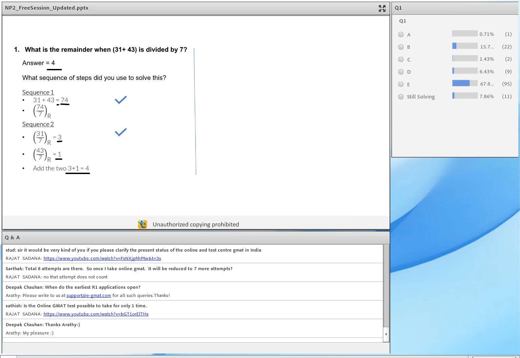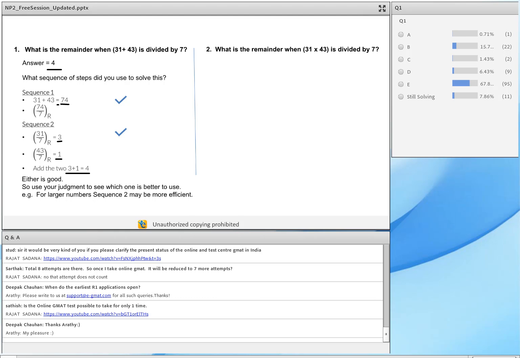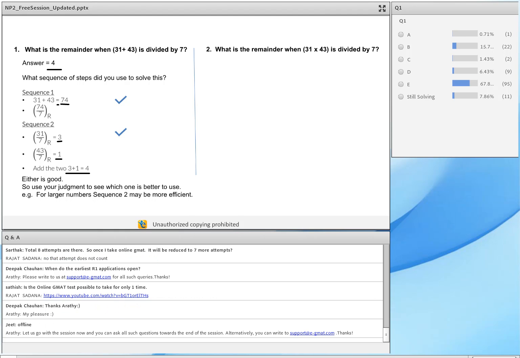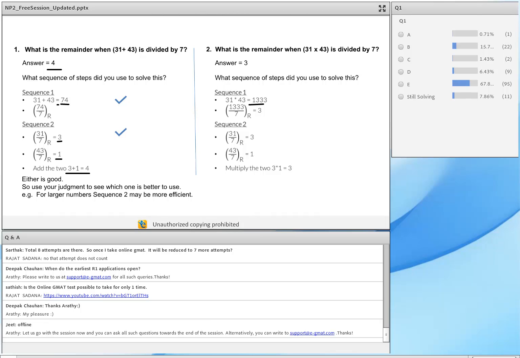Now, in this case, either one looks simple enough, but as numbers get more challenging, this would be an easier approach. Now, let's talk about multiplication of numbers. So the question is, with the same numbers, what's the remainder when this product is divided by 7? And there are two ways again of doing it. One is you multiply both the numbers, you get 1333, and you do 1333 by 7, and you get the answer as 3.